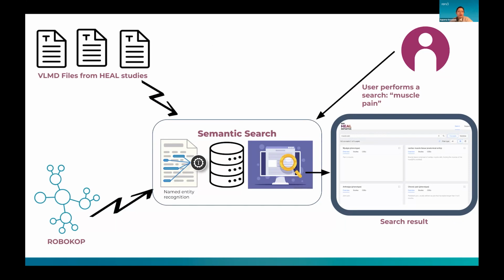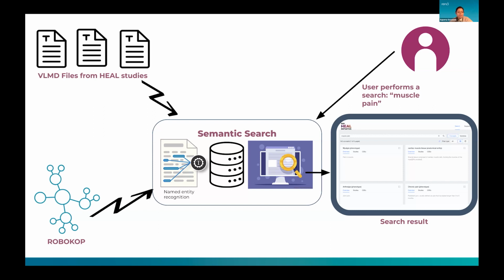So this is more of a pictorial visualization of how DUG works, or what the components of DUG are. On the top left corner, you see the VLMD or metadata files, data dictionary files that we obtain from the HEAL studies. And this would contain all information regarding the data that is being collected. Well, not the actual data, but what are the variables being measured? What are the descriptions of these variables? How are these variables being measured? If it is a survey item, what is the questionnaire text, and so on.